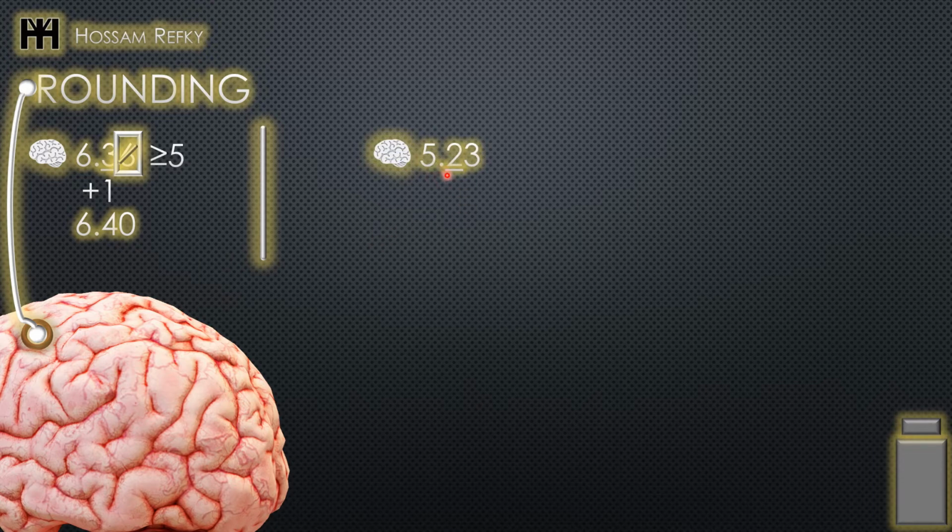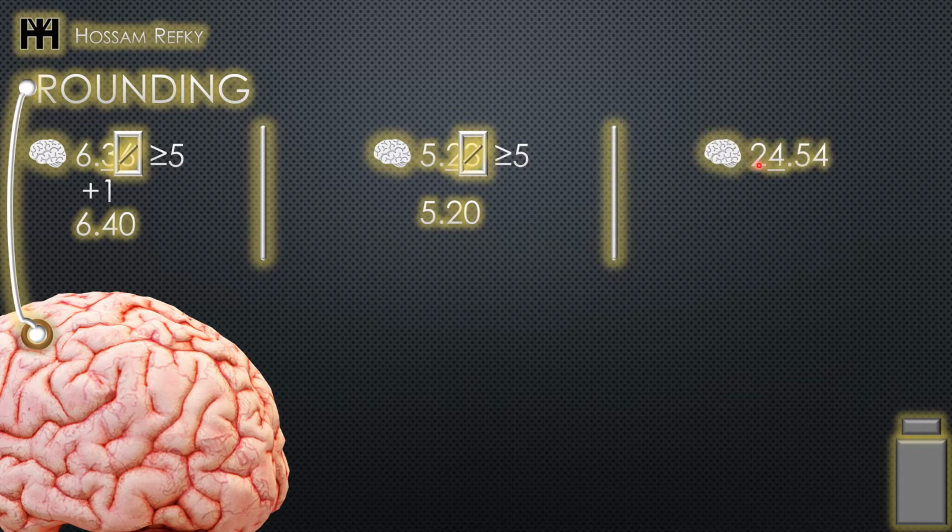Okay, 5.23. Our target here is 2. So we'll take a look at the 3. Is it bigger than or equal to 5? No. So the 2 will not increase. It will stay 5.2. And the 3 and all of the other digits after the 2 will turn to 0.